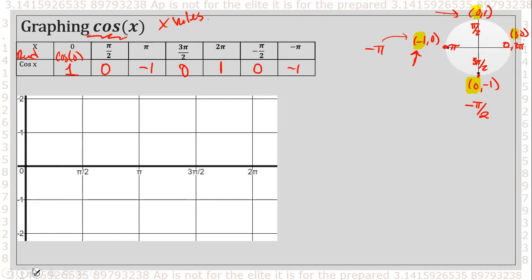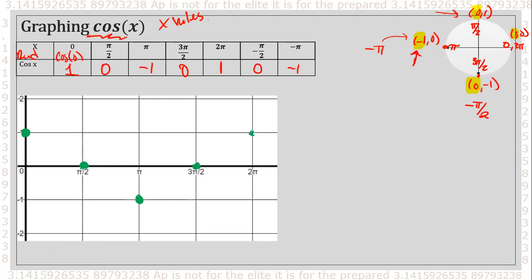Okay. So let's plot those points and go ahead and do it in green. When the radians are 0, my height is at its max height of 1. Then at pi over 2, I'm back at 0. And then at pi, I'm at -1. At 3 pi over 2, I am back at 0.